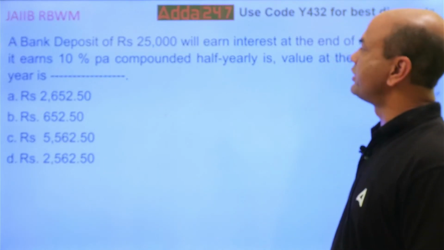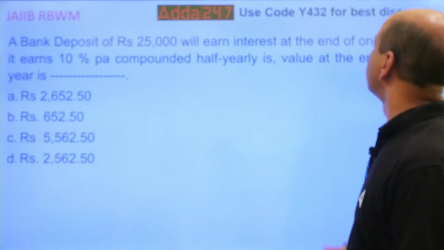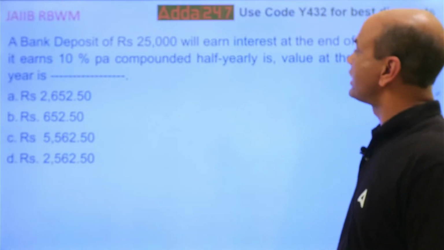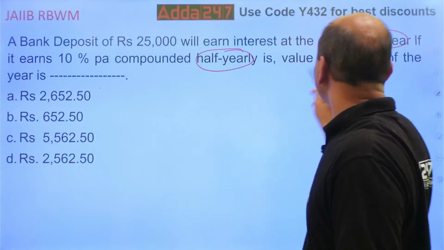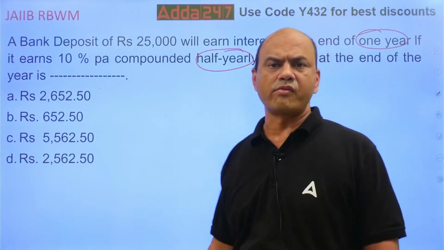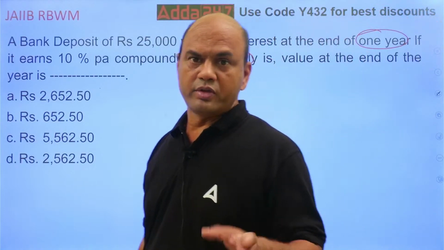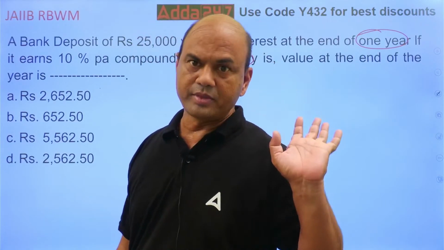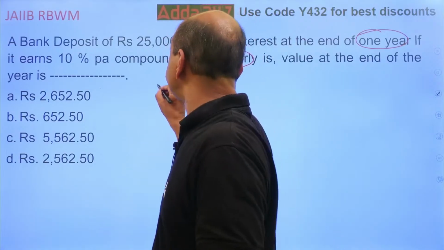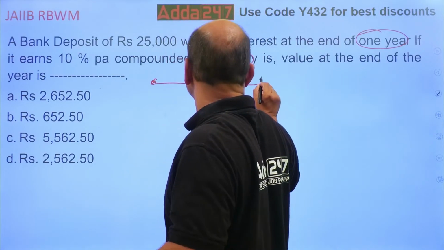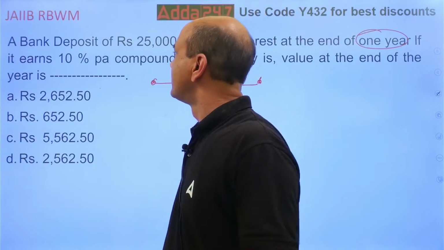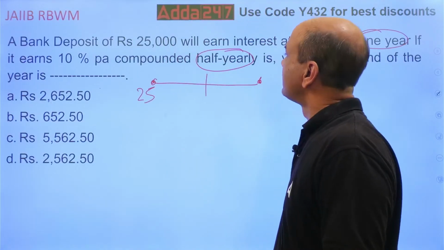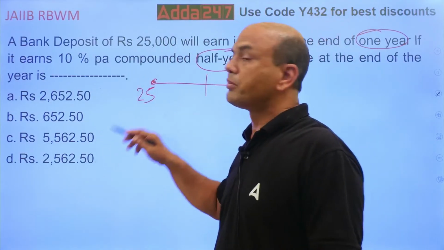A bank deposit of 25,000 will earn interest at the end of 1 year. If it earns 10% compounded half yearly, the value at the end of the year will be what? See, you have put money in that bank. Now this bank will give you after 1 year only, but it will compound half yearly. What is this? 25k, 25 over year. Then what is ROI? 10% per annum compounded half yearly.